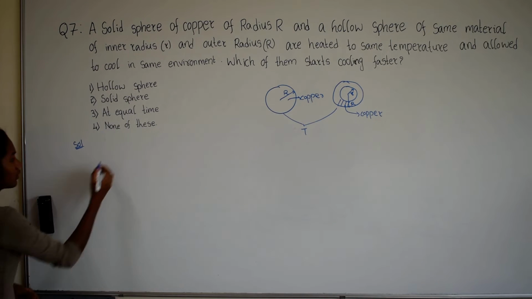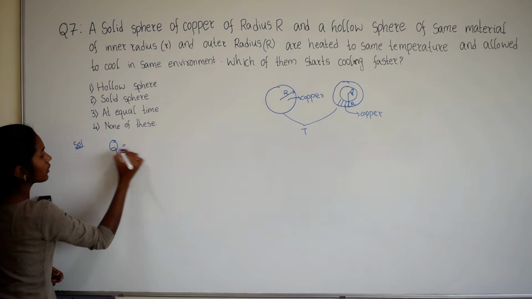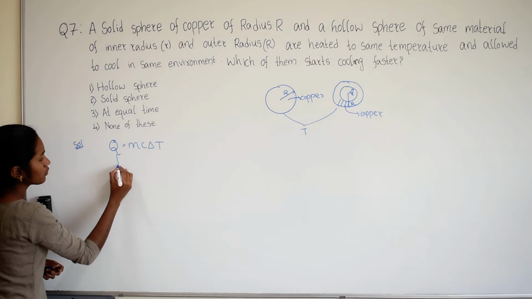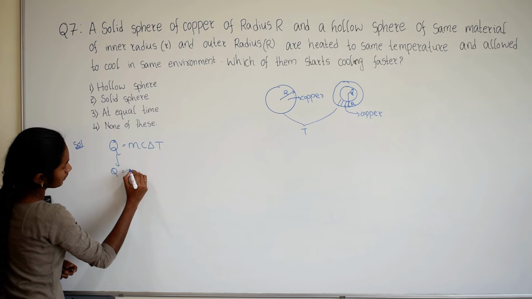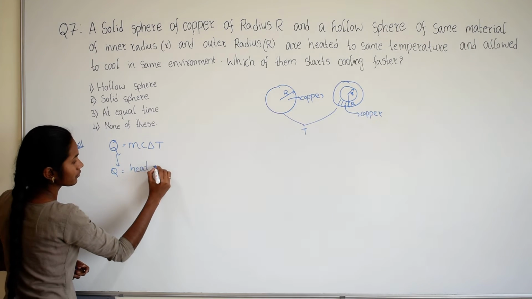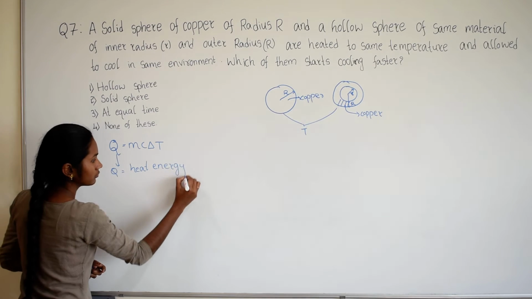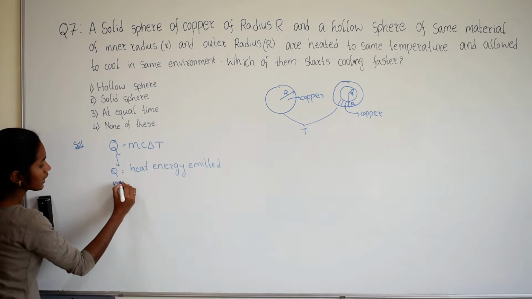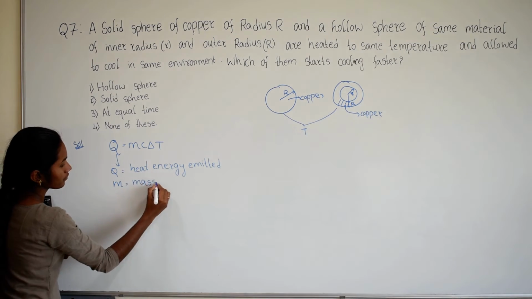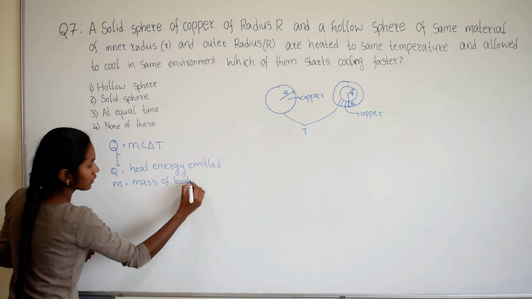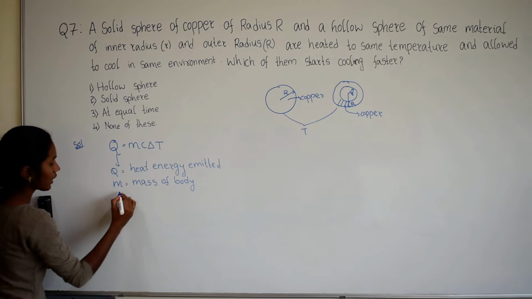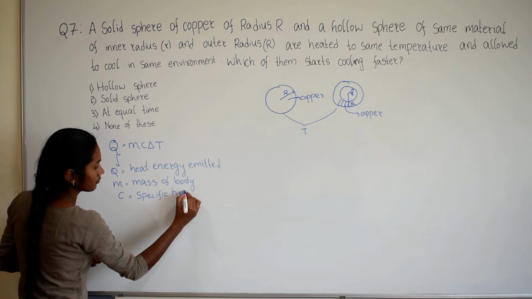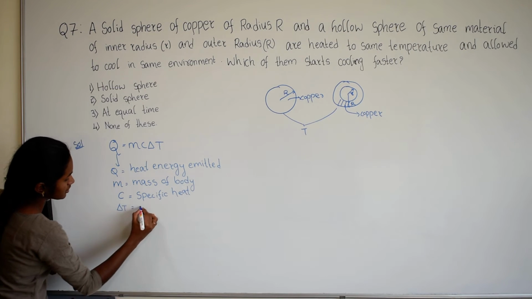So the main concept involved here is, we know the formula, Q = mc ΔT, where Q is the heat energy emitted, m is the mass of the body, c is the specific heat, and ΔT is the change in temperature.